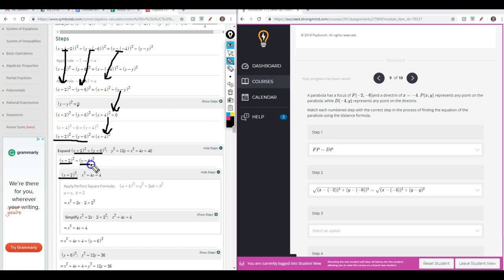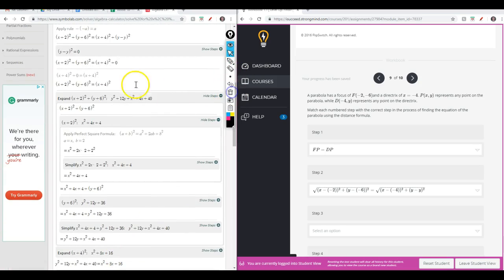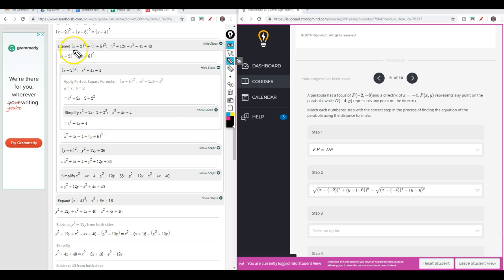And then this y plus 6 being squared is expanded right here. And again, you can click on the show steps. So I'm going to scroll and I'm going to highlight again. This part is being expanded right here. This first half is right there. This second half is right here. And then together they create this x squared plus 4x plus 4 from right here, plus y squared plus 12y plus 36 from right here, because they expanded both of those.